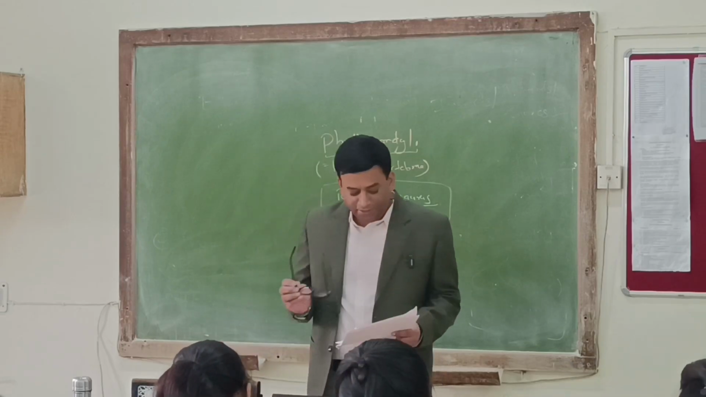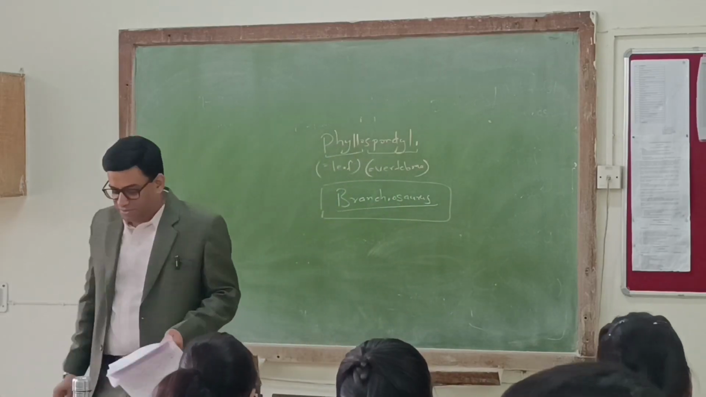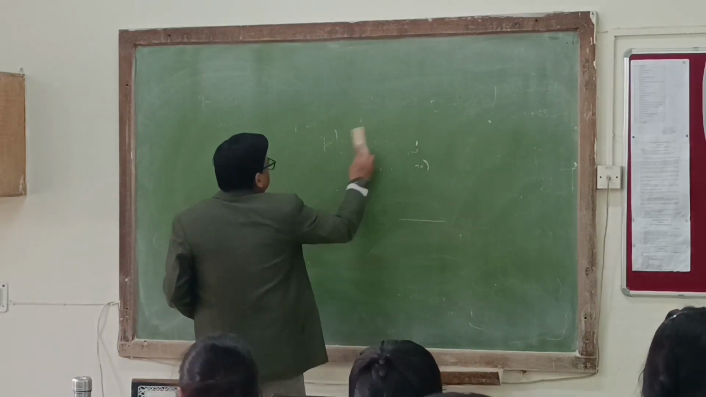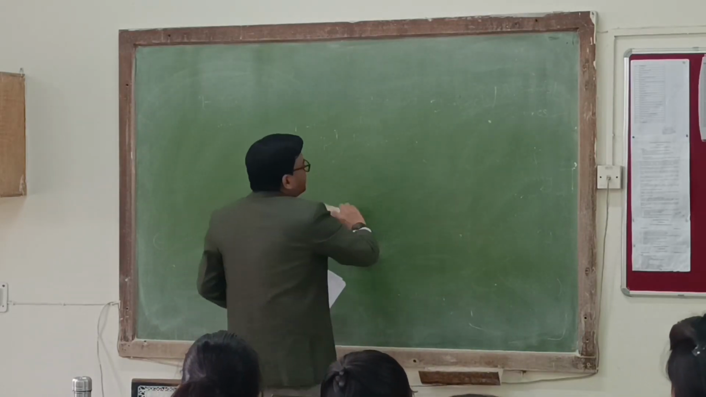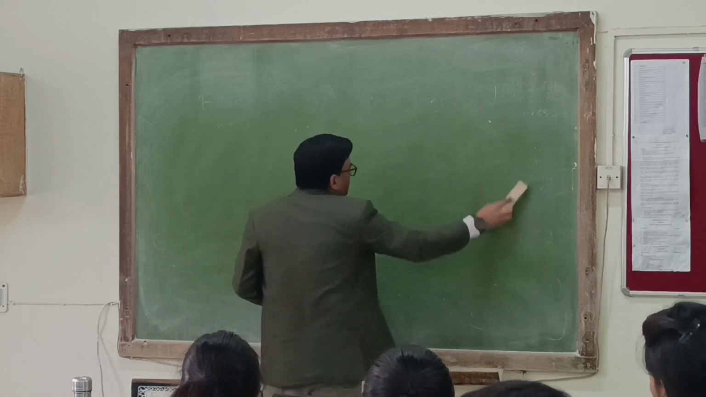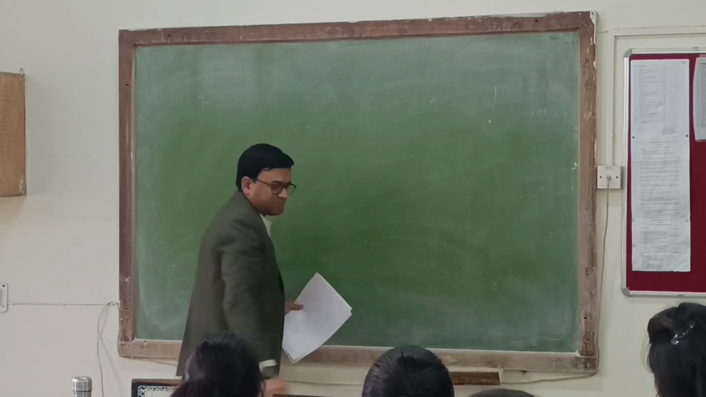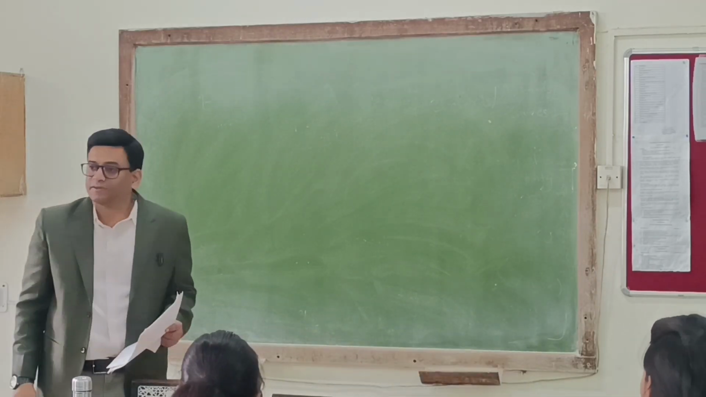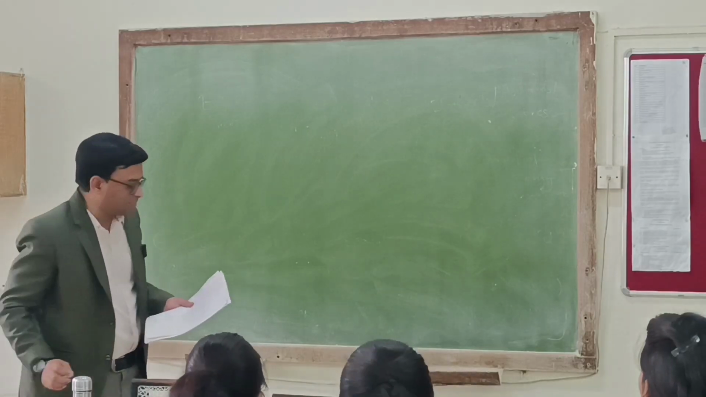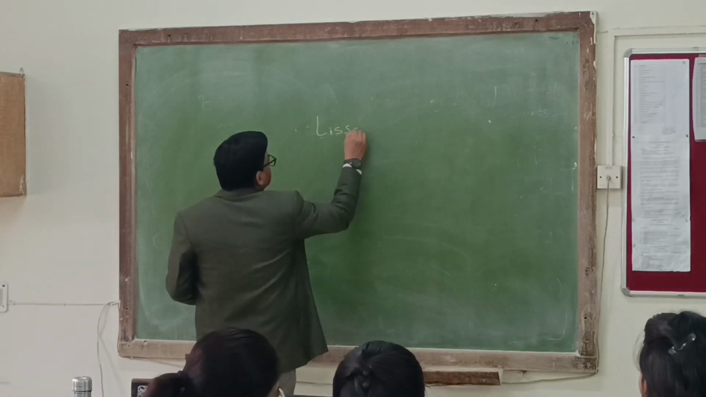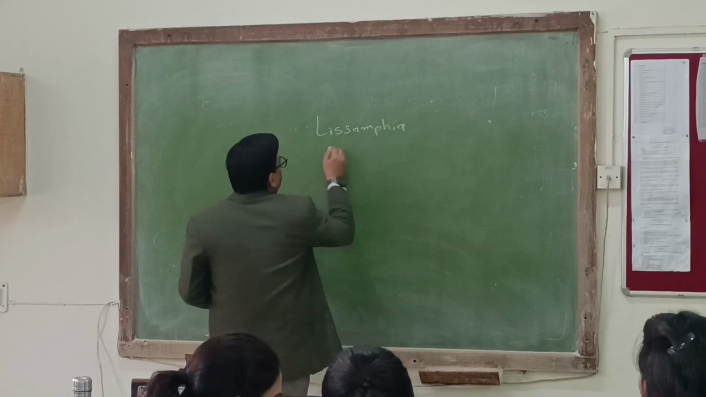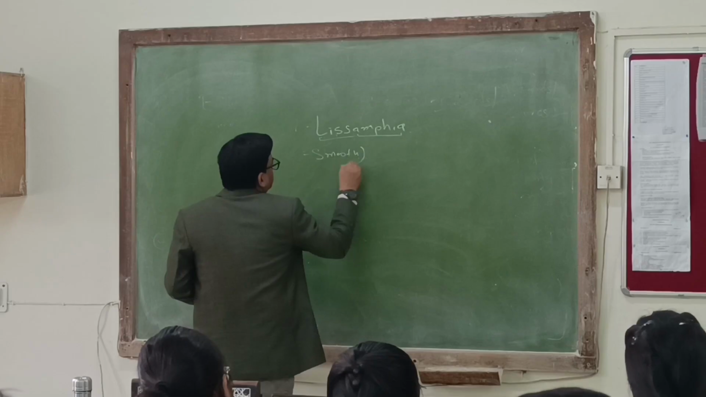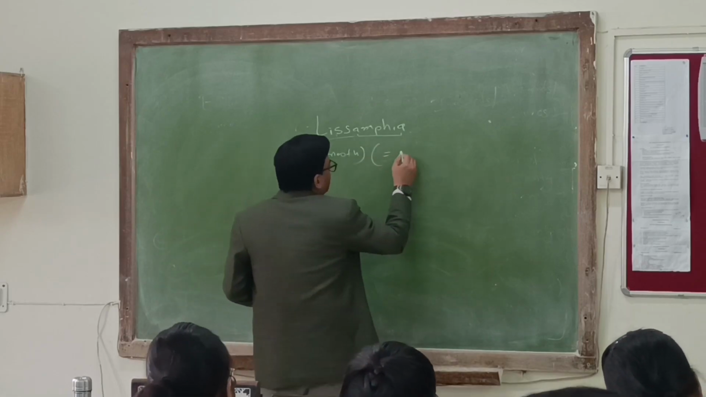Got my point? Then the next class is Lissamphibia, which is the present day amphibians. We will not study the Lissamphibia in detail. Why? Because our main focus is on the fossilized specimens, fossilized species. But we will touch it. So write down Lissamphibia. What is the meaning of Liss? Smooth. So they are the smooth amphibians because they are devoid of scales.